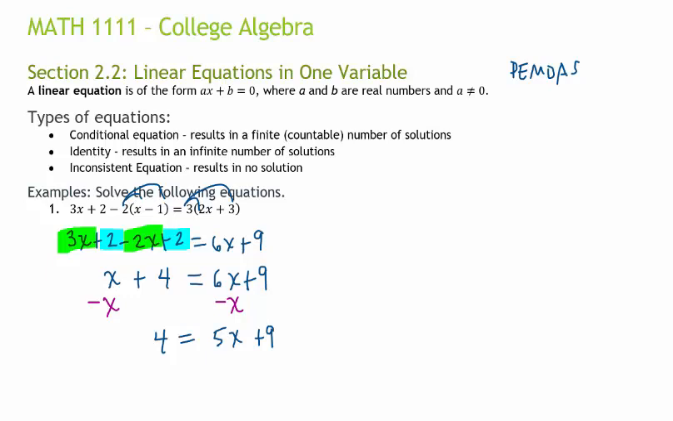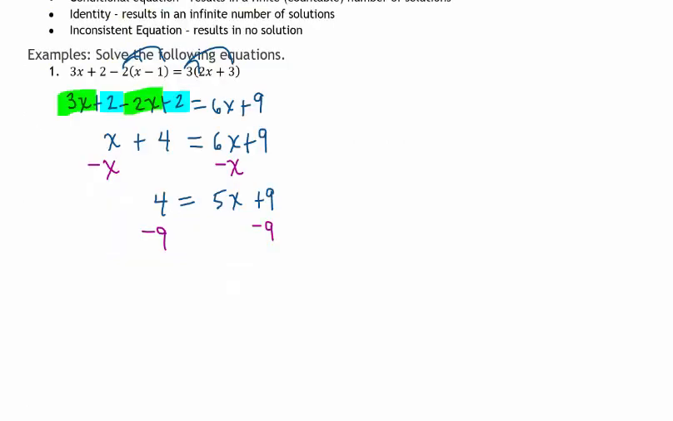At this point, this is a more familiar type of equation. It's just a two-step from here on out. The next thing I would do to isolate 5x is to move the plus 9. I would use the inverse operation of subtraction. And remember, whatever you do to one side in an equation has to be done to the other as well. And we have negative 5 is equal to 5x. And then lastly, divide both sides by 5. And we get x equals negative 1.